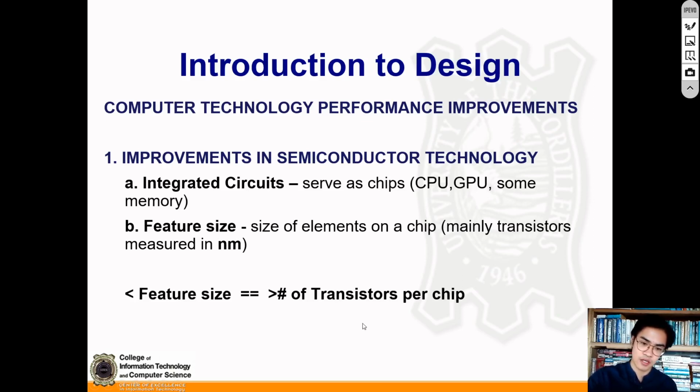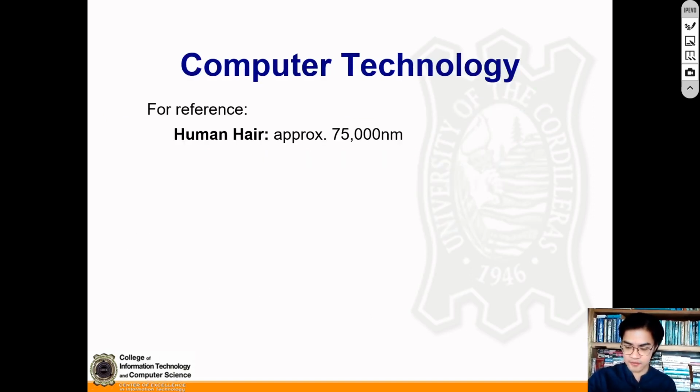So we have here an expression that I wrote. The lesser the feature size is, the higher the number of transistors you can include per chip. Okay, so this is the main basis of our improvements in computer technology. The more transistors you can fit inside the chip, the faster it can execute instructions, right? So the thinner your feature size is, the higher the number of transistors you have. Let's have a comparison of how thin these transistors really are.